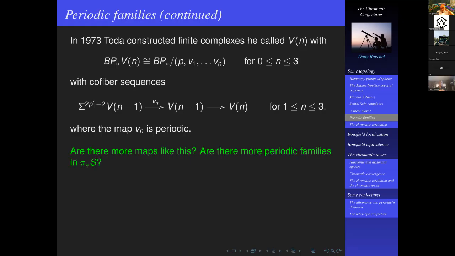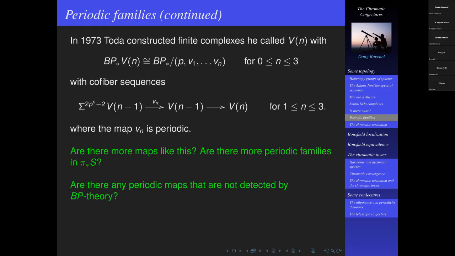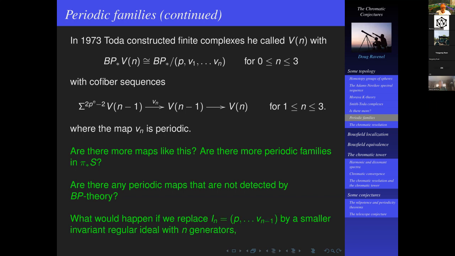So the question is, are there more periodic families? Or are there any other periodic maps between finite complexes that are not detected by BP theory? That's another question you can ask. Does BP theory detect them all, or are there some that BP theory doesn't see at all?